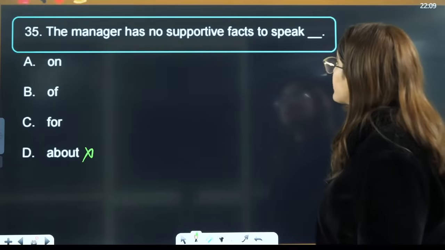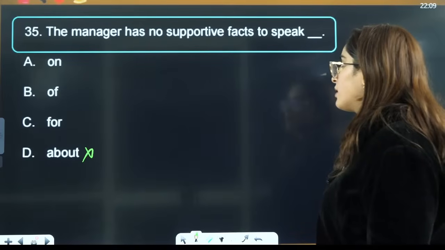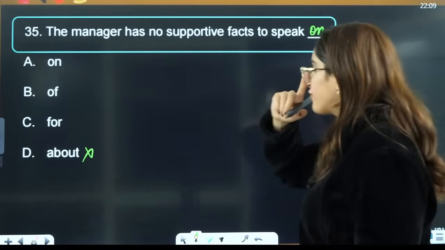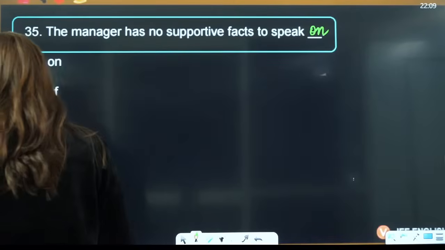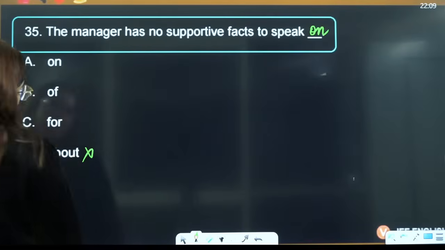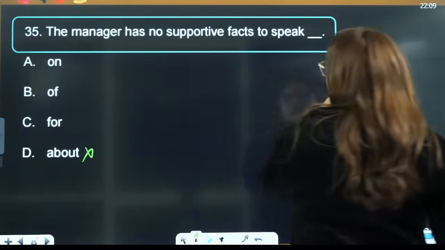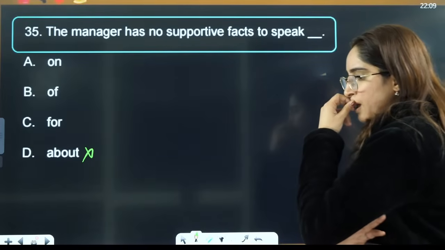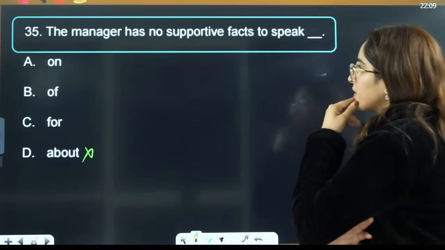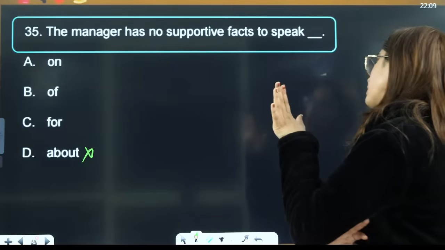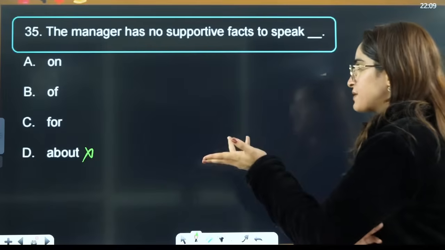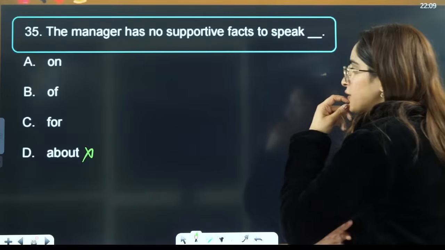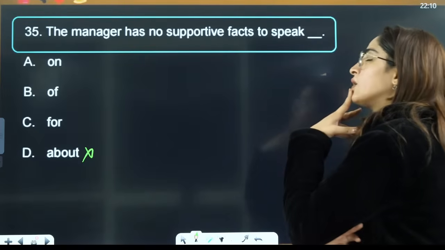When I talk about the manager has no supportive fact to speak, I think yes, it should be of here, right? If I see this one, to speak, ma'am, of, no confusion, it's of. Are you sure why it should be of? The manager has no supportive fact to speak of. About will not be there. For also there should be some specific topic, right? To speak for which thing, to speak about which thing, to speak on.